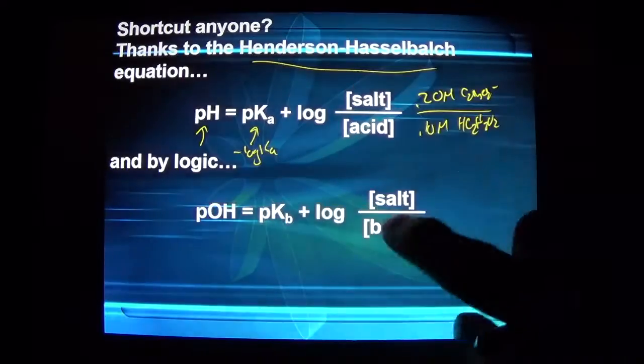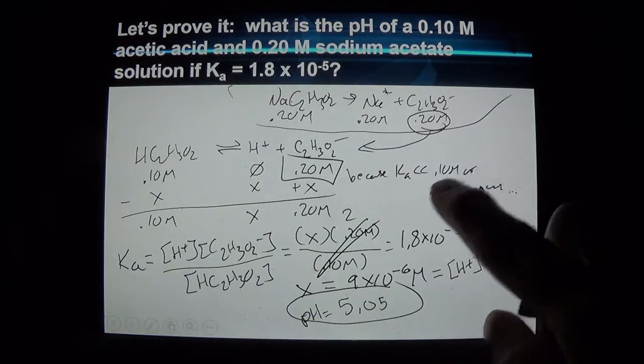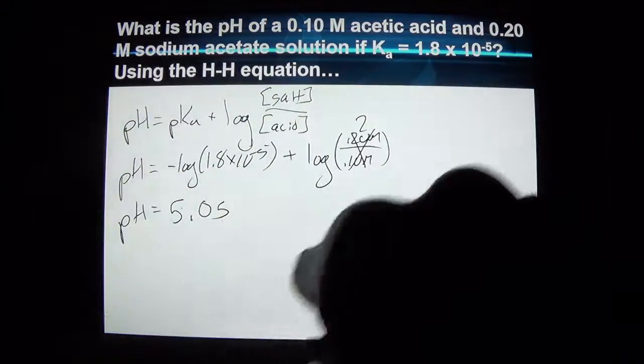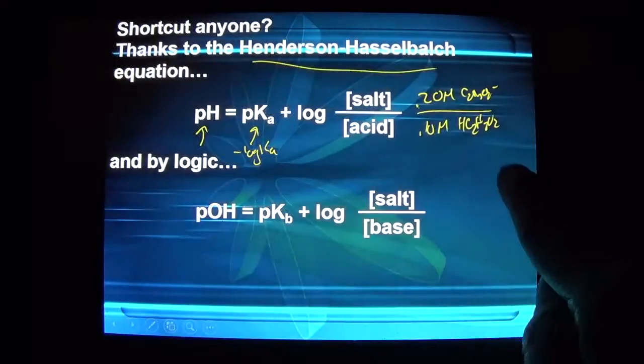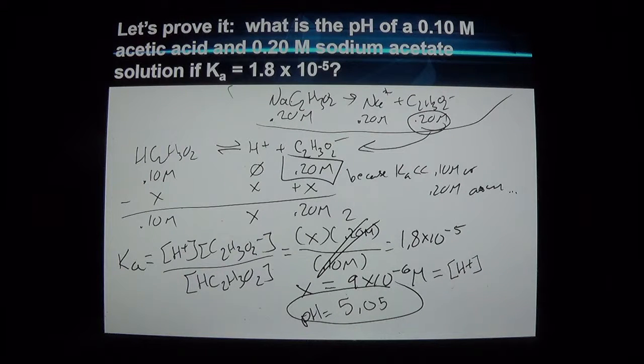Imagine that. Now, do I need to prove it? So we go back, oh, look, same pH. So it totally works. And how much faster? So there's that versus all of that. So you see why it's a shortcut. The downside is it's not on your formula chart, so if you want to use it, which is a valid thing to do on the test, you have to have it memorized.